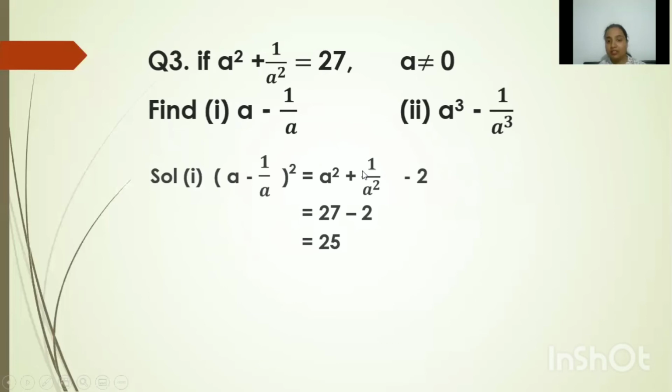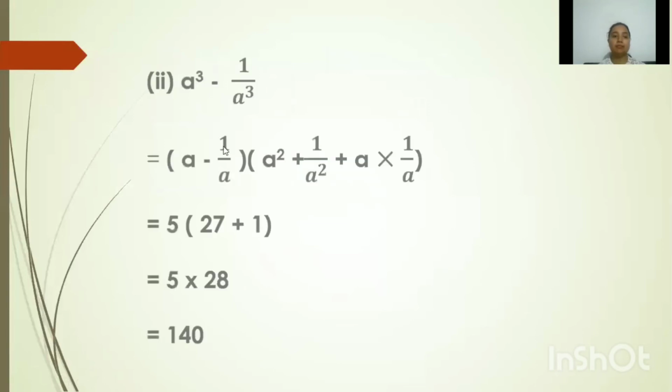Now this value is given as 27, kept here, minus 2. If you subtract, you'll get 25. And now to get the value of 1 by a, we have taken the square root. So the square root of 25 will give you plus minus 5, right? Now the second option is so easy.